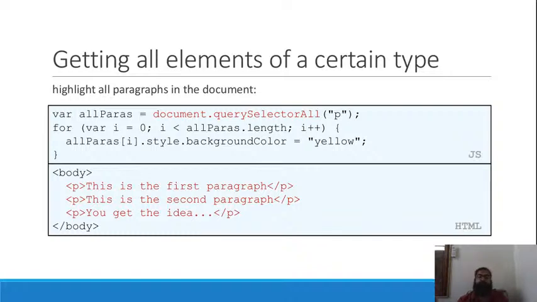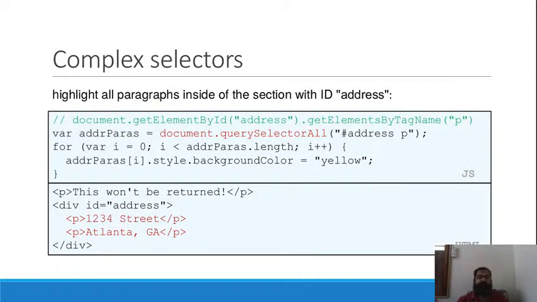Okay, you can have complex selectors. Say, for example, you have an ID called address, and you will select all the p in that ID which has the ID address.